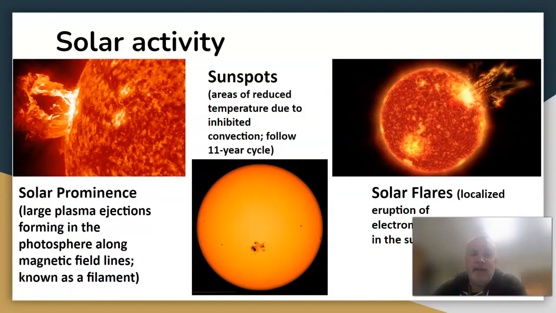Solar activity: on the left-hand side is something called the solar prominence. It's a large plasma ejection forming in the photosphere along magnetic lines. So it follows the magnetic lines, makes kind of a loop.